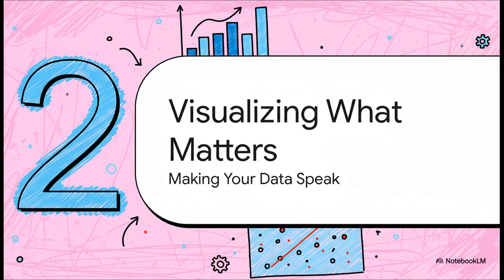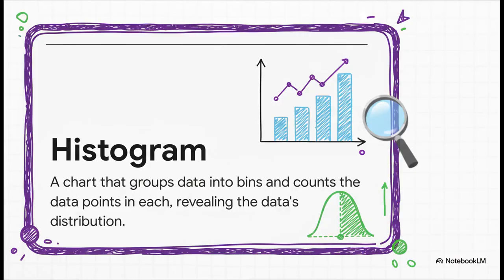And honestly, one of the best and most powerful ways to get started is with a really simple, classic chart. Let's kick things off with the histogram. Think of it as a quick personality test for your data. It just groups your data into different buckets and then shows you how many data points fall into each one. It gives you an immediate feel for the shape and personality of your dataset.